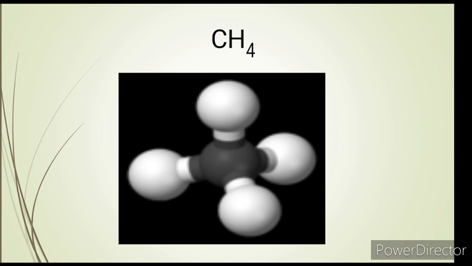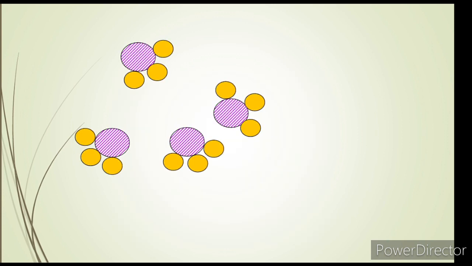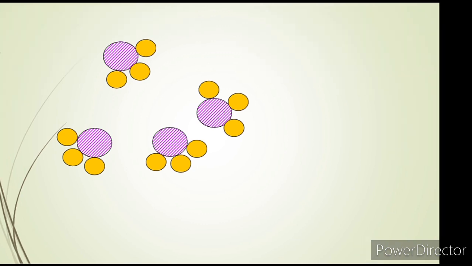Next, CH4 is a compound composed of carbon and 4 hydrogen atoms. This one is a compound. Since this is composed of two colors, the striped fuchsia pink and the orange.